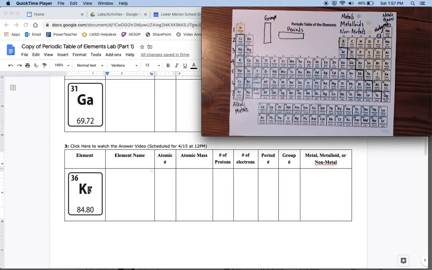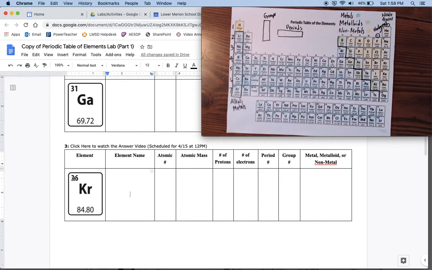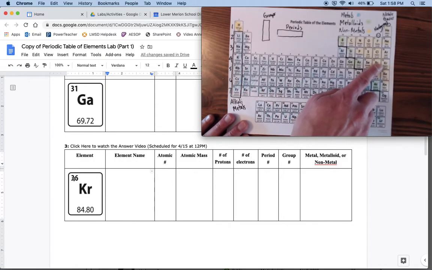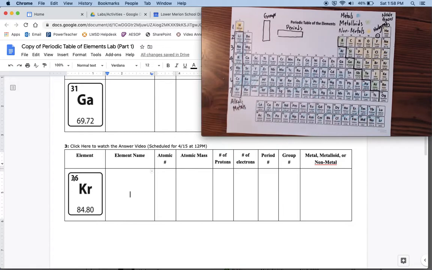All right, so my third one is Kr, right? So the element name, if I look at my periodic table, again, instead of searching for it, I can look at the number right here. It's number 36. So if I look at it in the top left corner right here, it's number 36. And if I call it, it's Krypton.